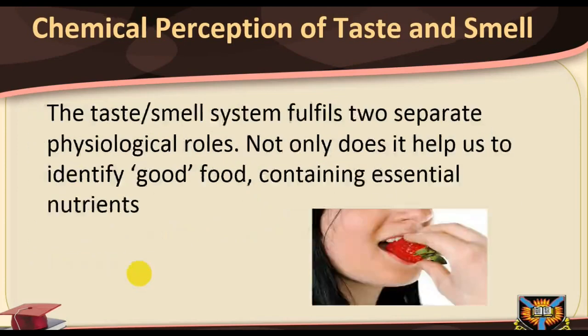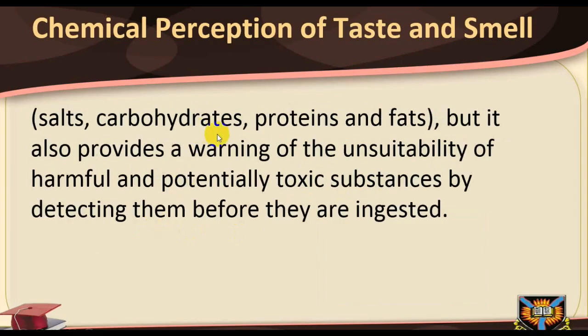The taste or smell system fulfills two separate physiological roles. Not only does it help us to identify good food containing essential nutrients, salts, carbohydrates, proteins, and fats, but it also provides a warning of the unsuitability of harmful and potentially toxic substances by detecting them before they are ingested.